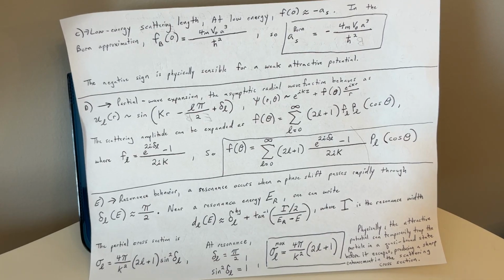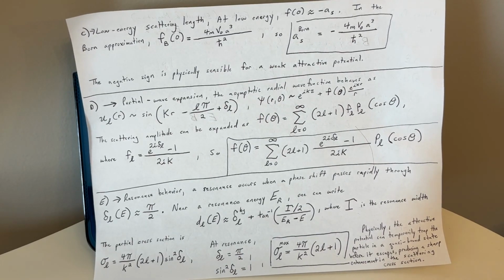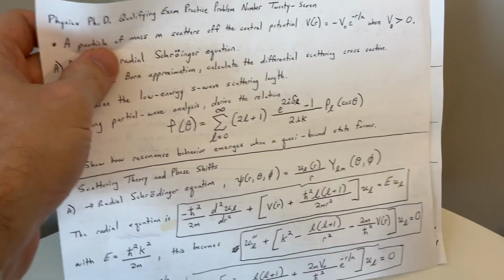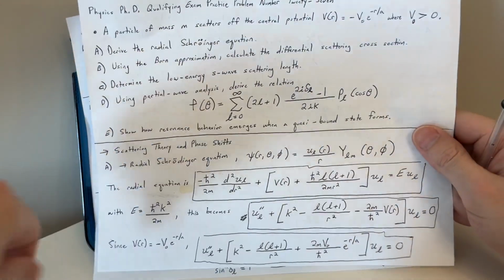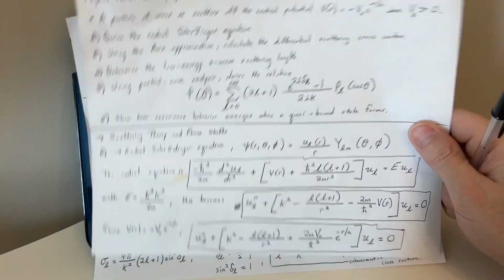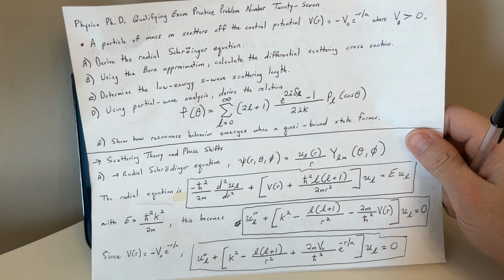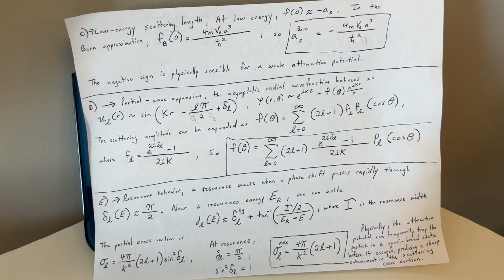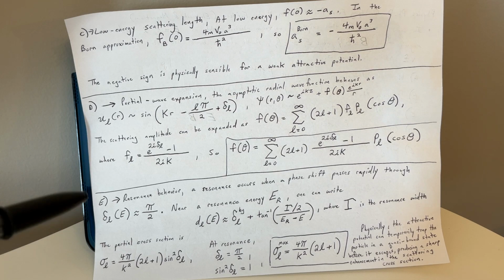Okay, and for part E, they want to show how resonance behavior emerges when a quasi-bound state forms. So for part E, and pardon me if I mispronounced anything in part D, I'm going through this rather quickly so you have this as a reference, but the math and the explanations work out. So part E, haven't had enough coffee today.